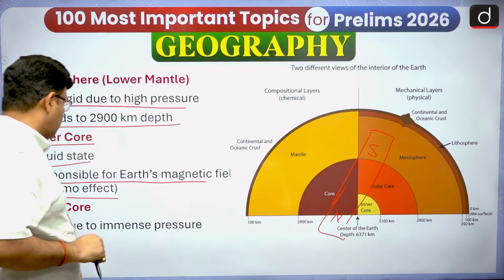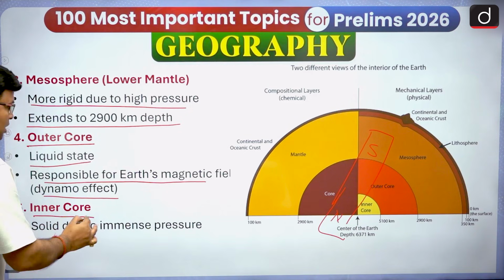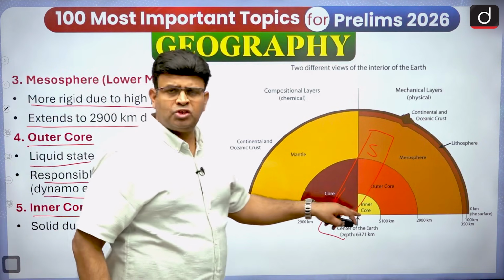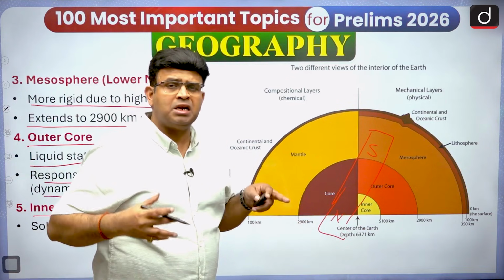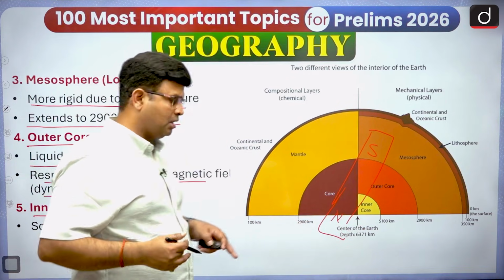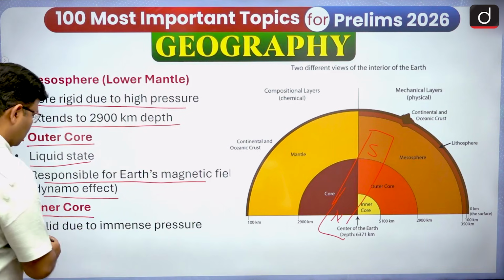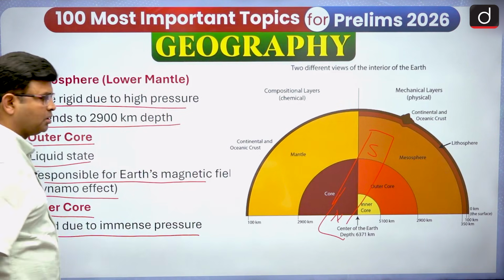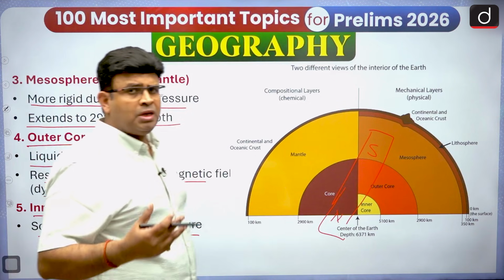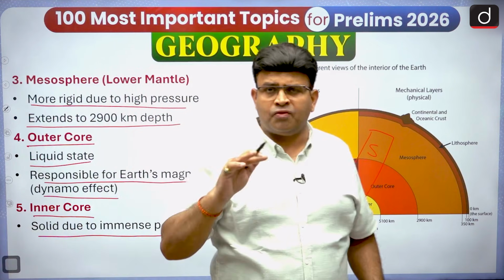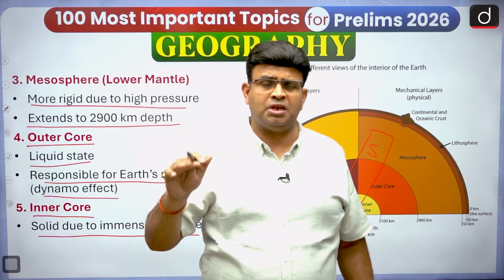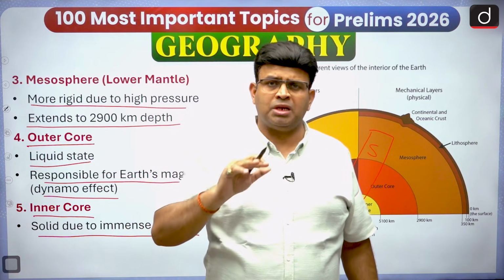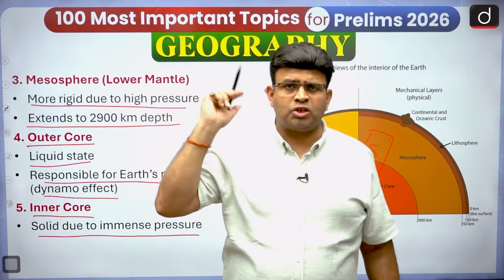Liquid in nature. And the inner core is again nickel and iron. We should not talk about the chemicals, but it is very hard, and under the pressure it remains in the solid form, solid due to the immense pressure. So we have talked about the mechanical or physical layers on the basis of their behavior, physical properties, rigidity, strength, how brittle they are, and all this. So we have seen the first one, the lithosphere.